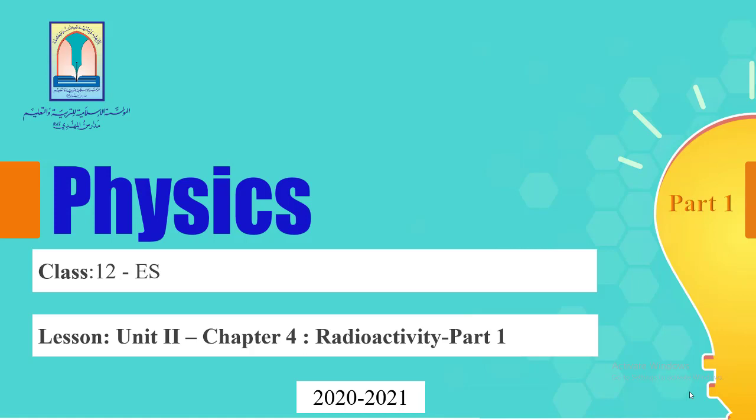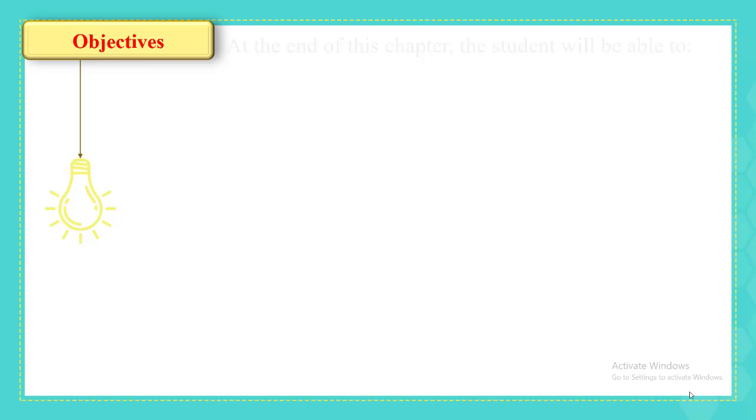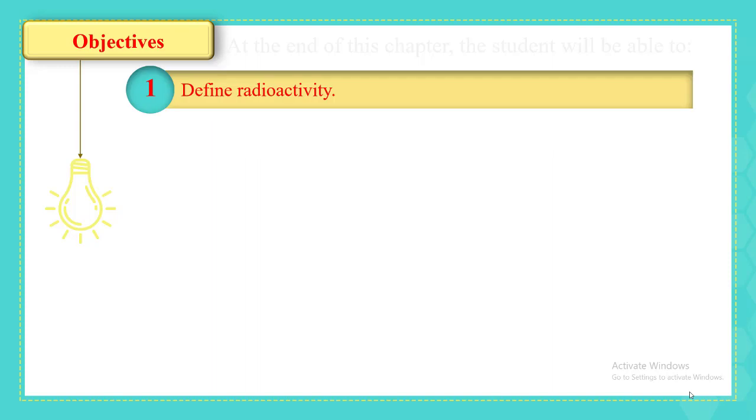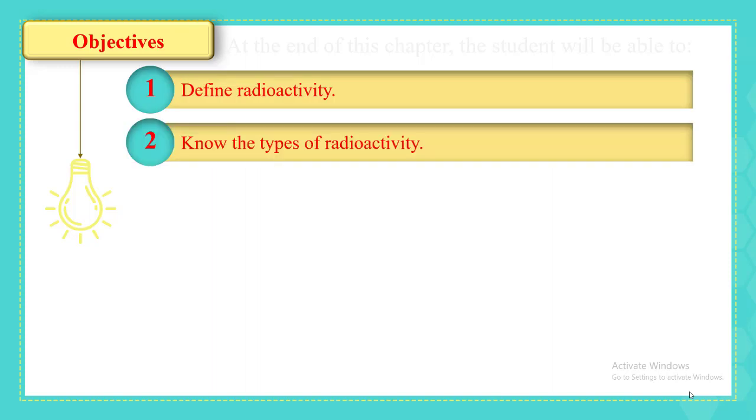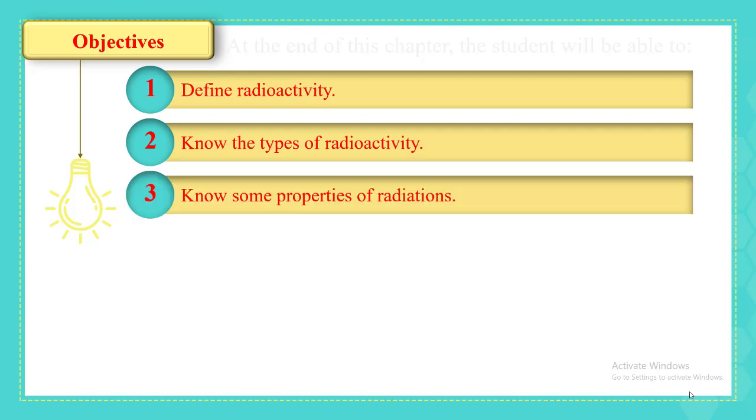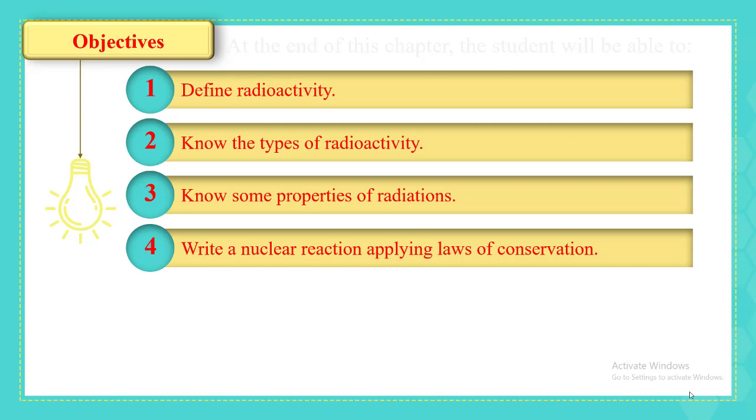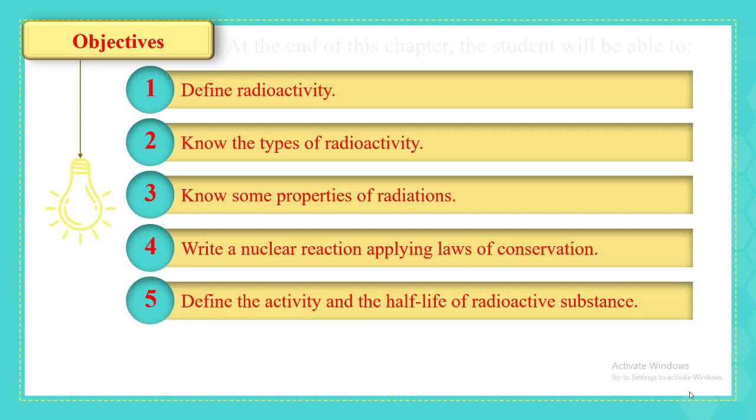Today we discuss a new chapter of Unit 2. This chapter is titled Radioactivity. We have different objectives in this chapter. First, we have to define radioactivity. Then we should know the types of radioactive nuclear reactions and their properties. Also, we have to write a nuclear reaction using Soddy's law or by applying the law of conservation. And at the end, we have to define the activity and the half-life of a radioactive nucleus.